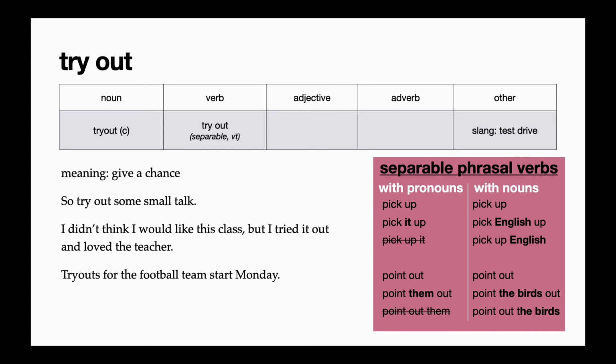And in our last example, tryouts for the football team start Monday. This is the countable noun form. If you're trying out for the football team, that means you're trying to join the team. They're seeing if you are good enough to join the team. In the other column, I wrote a slang phrase that has a similar meaning, which is test drive. Test drive is most often used with cars. Before you buy a car, you'll go to the dealer and you'll drive the car and see if you like it before you buy it. So trying out has a similar meaning. It means trying something for a short amount of time, giving it a chance before you decide to stay with it for a long time.